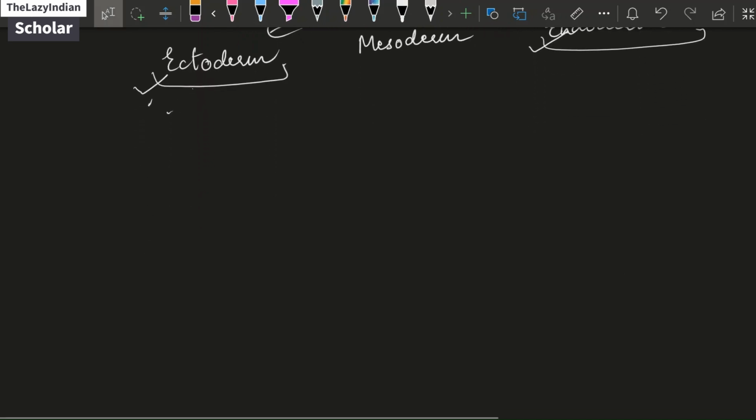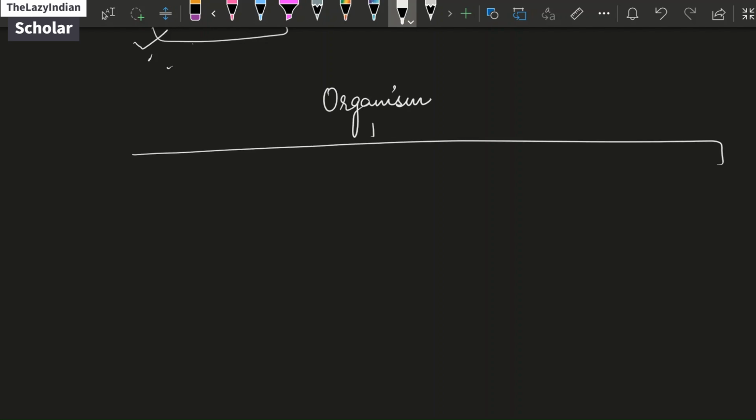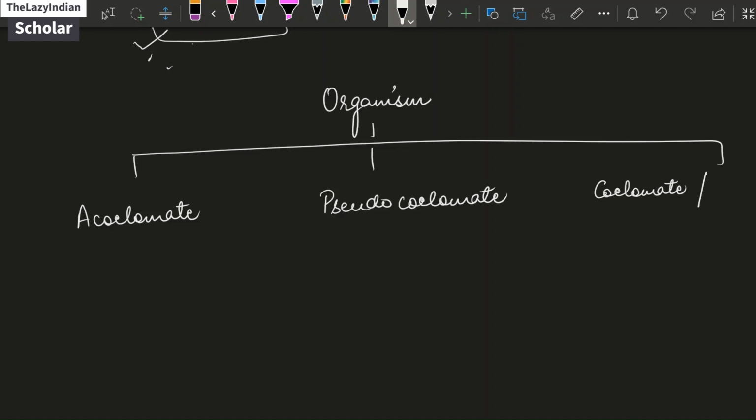Okay. So now let's see. Based on the presence and absence of the coelom, the organisms can be divided into 3. That is acoelomate, pseudocoelomate, and coelomate or eucoelomate.